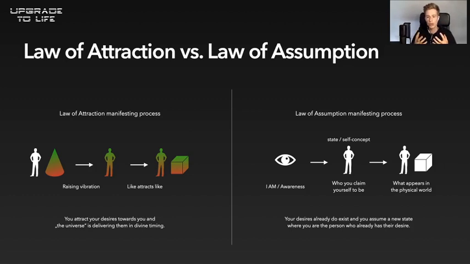This is your self-concept that you assume for you to be, right? So you assume that you are a person who is wealthy, who has no problems at earning a lot of money. And then this is what will appear in your physical world. This is what manifests. Situations or circumstances where someone makes you a great offer, or someone makes a money present to you, or you get more clients, whatever, it will manifest because you stepped into this state. To sum it up, your desires already do exist, and you assume a new state where you are the person who already has that desire.